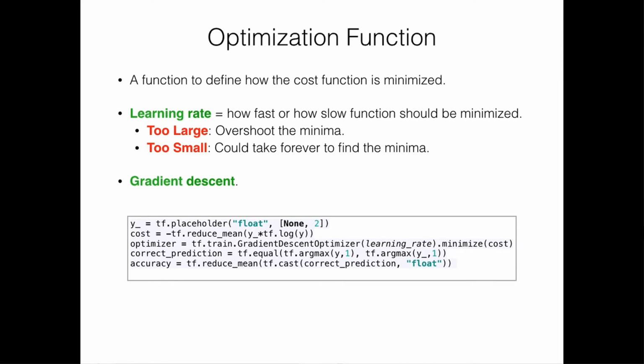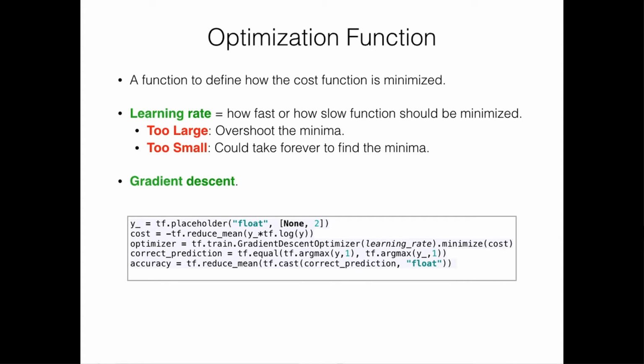Now we need a way of being able to fit the model to the data. And for that, we're going to use the optimization function. So this is basically a way to progressively change the model until you get to the best fit. And that's the minimum value where it has the best fit. And that's where you would use an optimization function. In this case, we're using gradient descent.